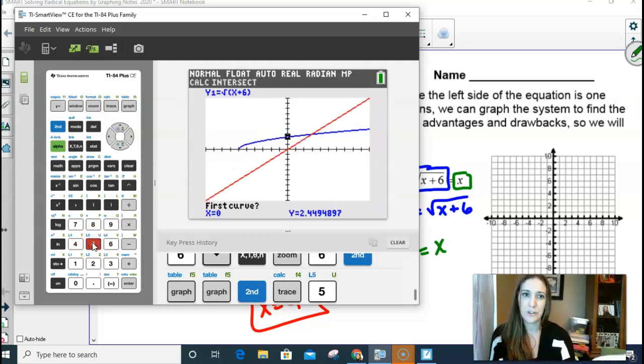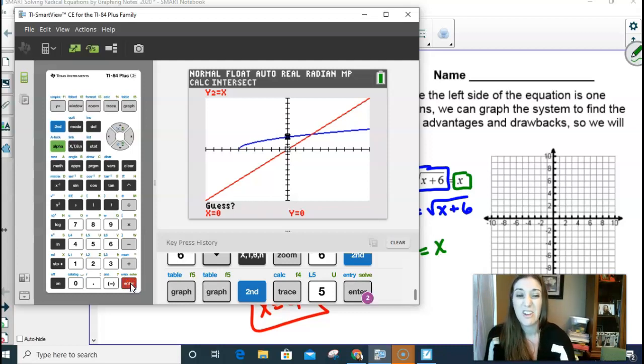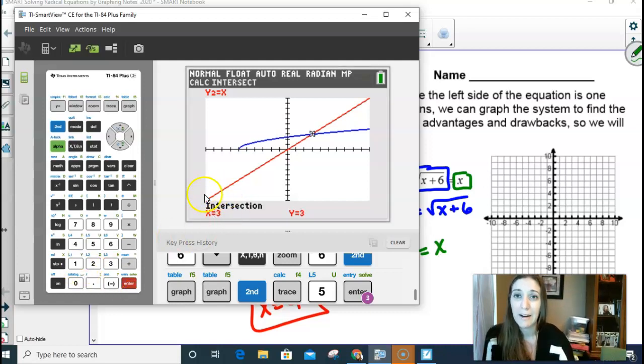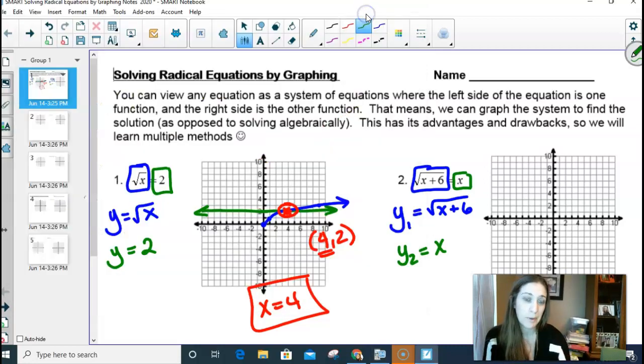And then it says, hey, is this your first curve? And you say yes by hitting enter. And it says, hey, is this your second curve? And you say yes by hitting enter. And then it says, do you have a guess? And you can type something, or you can just go, no, I got no guess, hit enter. Boom, there you go. So again, the ordered pair is great, but I only want one part of that ordered pair. The part of the ordered pair that I want is x equals 3.